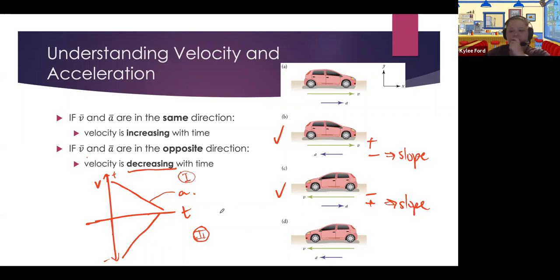Just let that sink in. We have negative acceleration with positive velocity, and positive acceleration with negative velocity. This is how they will look. They will look very different from the last one that we were just looking at.